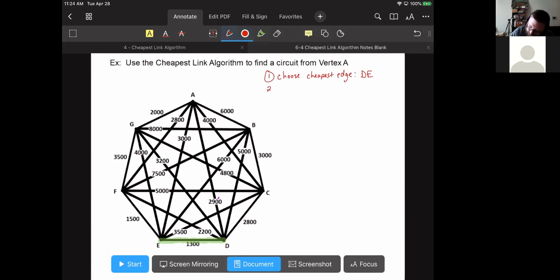Then we pick the next cheapest edge. Well, that one's not much harder to find. There's only one other one that is less than 2,000. That is EF. So that would be the one we would pick next. So we would eliminate DF because it closes a circuit.